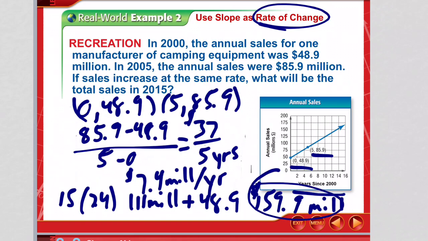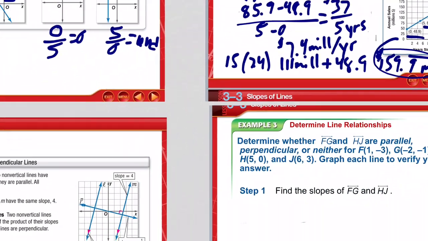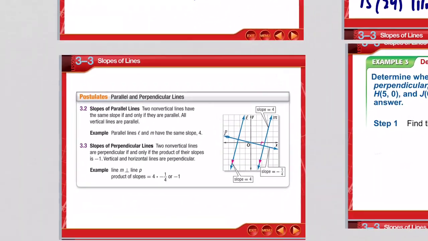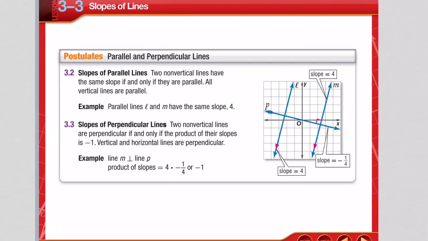So again, rate of change just tells us how much it increased per year. Next thing we want to talk about: slope, parallel and perpendicular. So that's how it ties into this chapter. The slope of parallel lines is always the same. So if you notice, slope here is 4 for this line, and for here is also 4. So if the slope of this line's 4 and this line's 4, that means they are parallel.